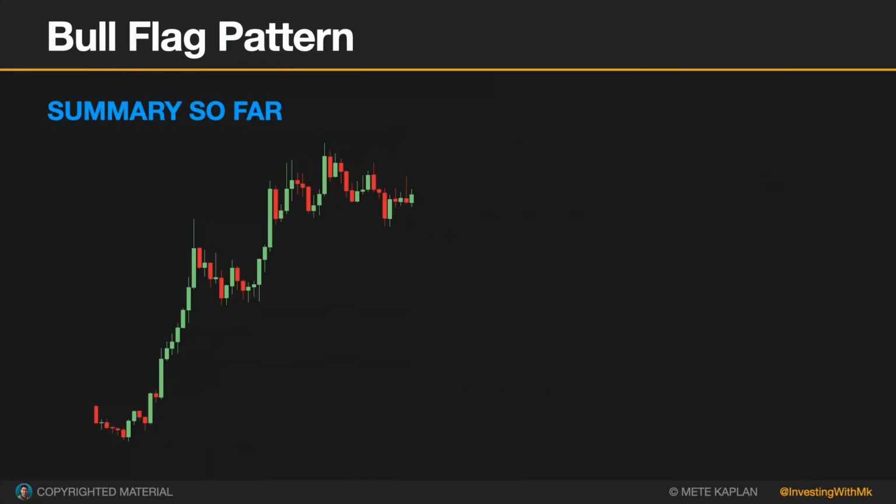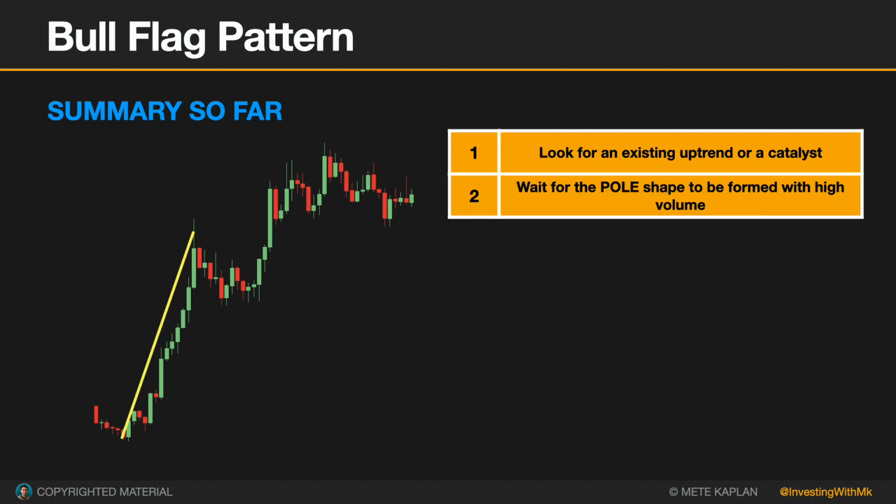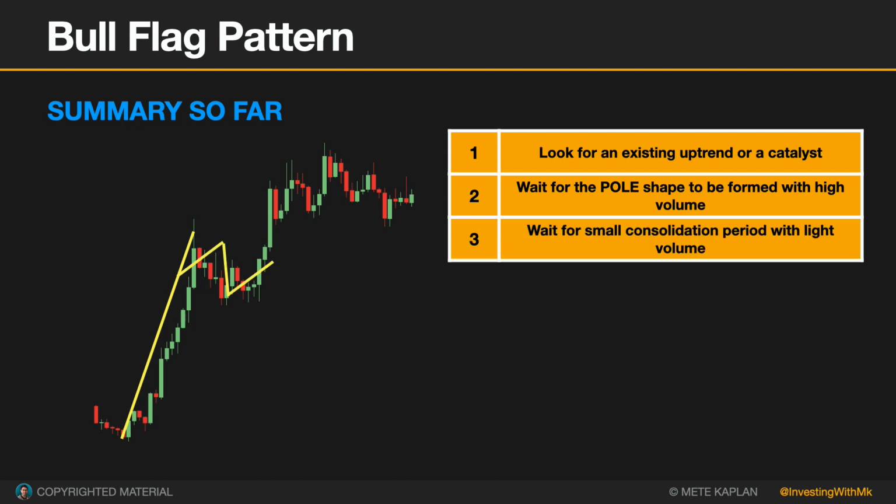Let's summarize what we have learned so far. 1. Look for an existing uptrend or a catalyst. This is where the bull flag pattern comes into existence. 2. Wait for the pole shape to be formed. What you should focus on is high and rising volume. 3. Watch for a small consolidation or a pullback with a light volume.